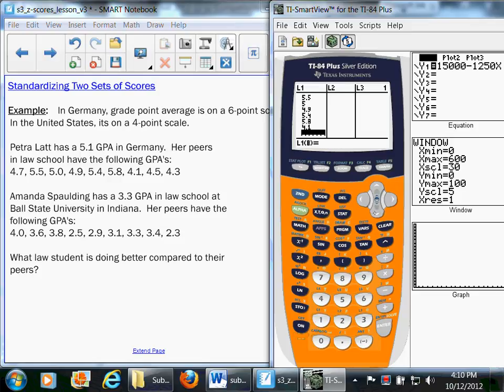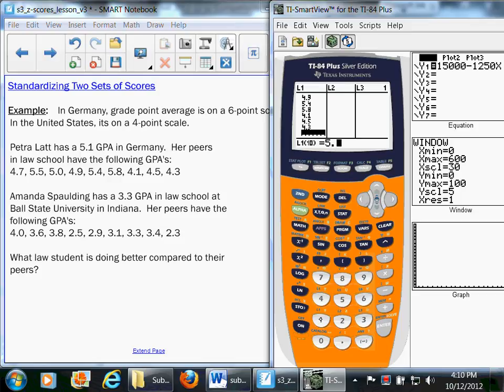4.1, 4.5, and 4.3. Okay, so what we have to do is figure out that's 2, 4, 6, 8, 9. Now that does not include Petra's mark of 5.1. So if it doesn't include Petra's mark of 5.1, then we need to actually enter that on the 10th line.